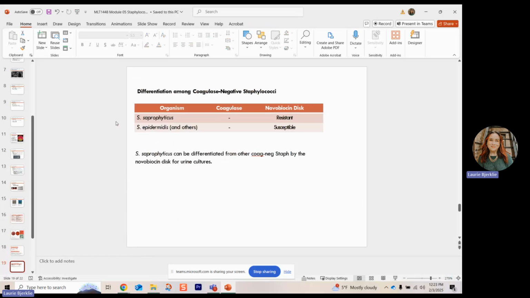So novobiocin is a great way to differentiate Staph sapro from all the others, especially if you're looking at a urine culture. Because again, Staph sapro is a pathogen for UTIs. It doesn't cause much problems for anything else, but it definitely causes an issue with UTIs. So we would want to use a novobiocin disc on those urine cultures if we think we have a Staph saprophyticus. So that is really important to remember there.